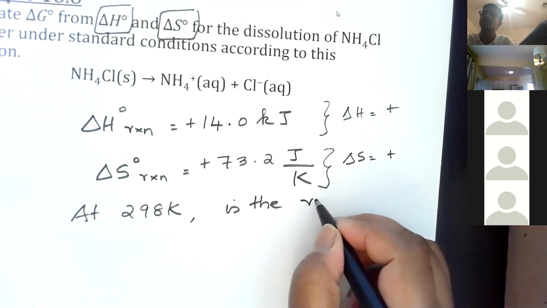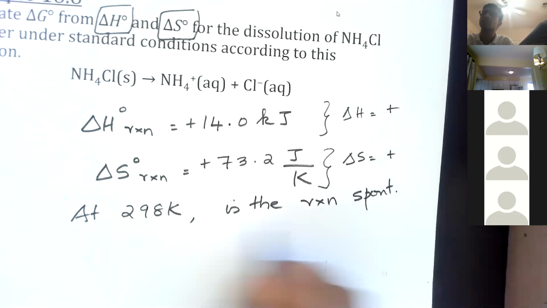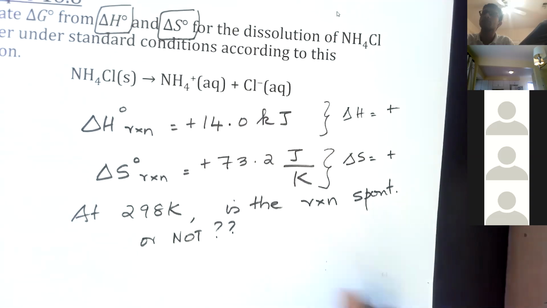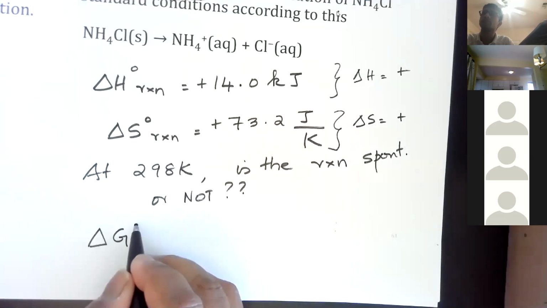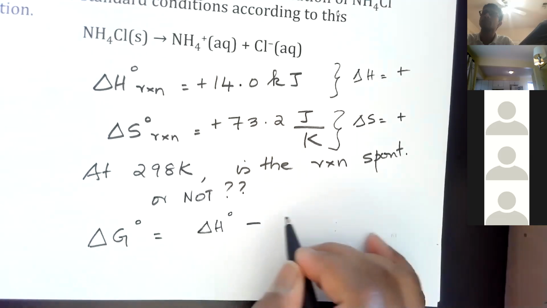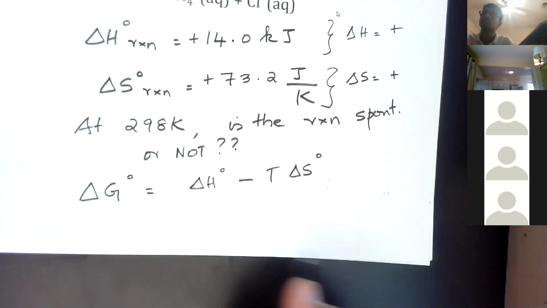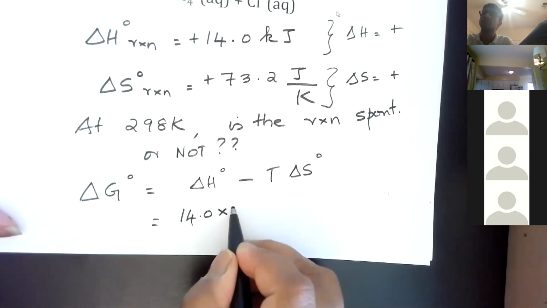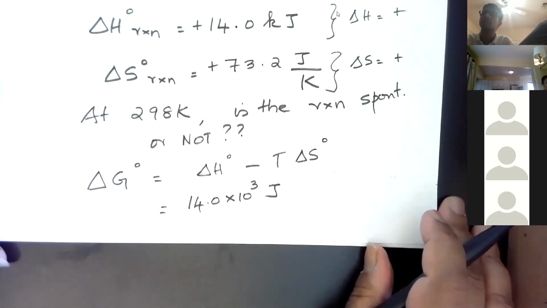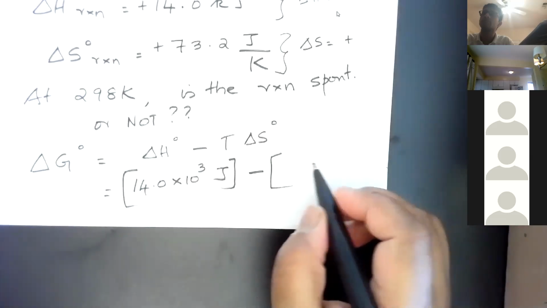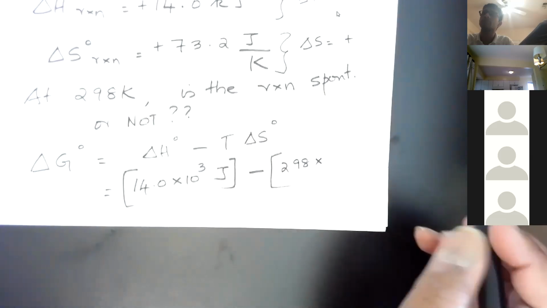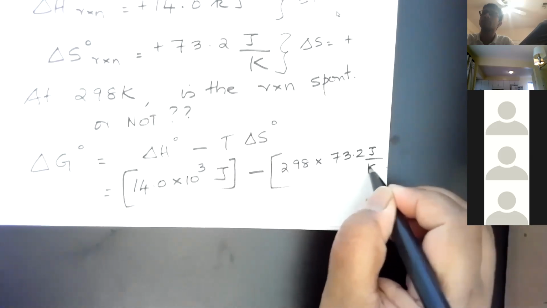The question can be, is the reaction spontaneous or not? And only delta G can tell you if the reaction is spontaneous or not. Okay, so can you calculate delta G? I'm going to convert this to joules. Just multiply by 10 to the power 3, that'll become joules, minus, see, multiplying by this temperature makes a difference, 73.2 joules per Kelvin.